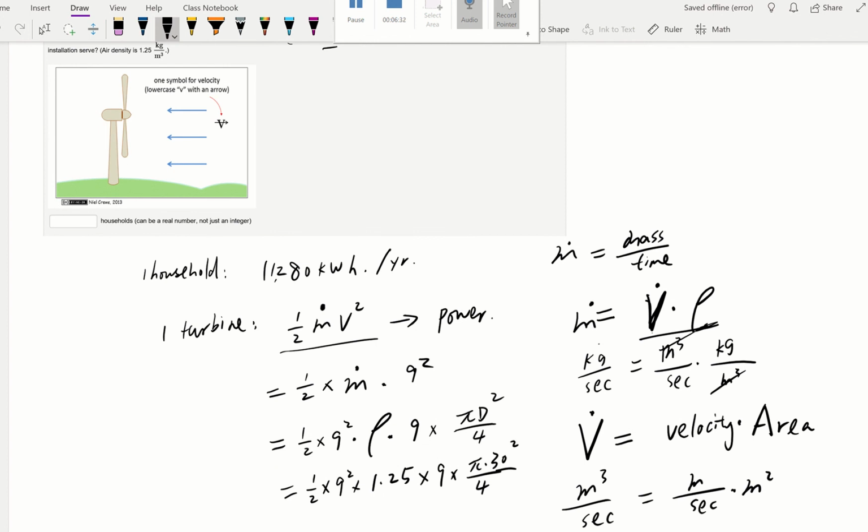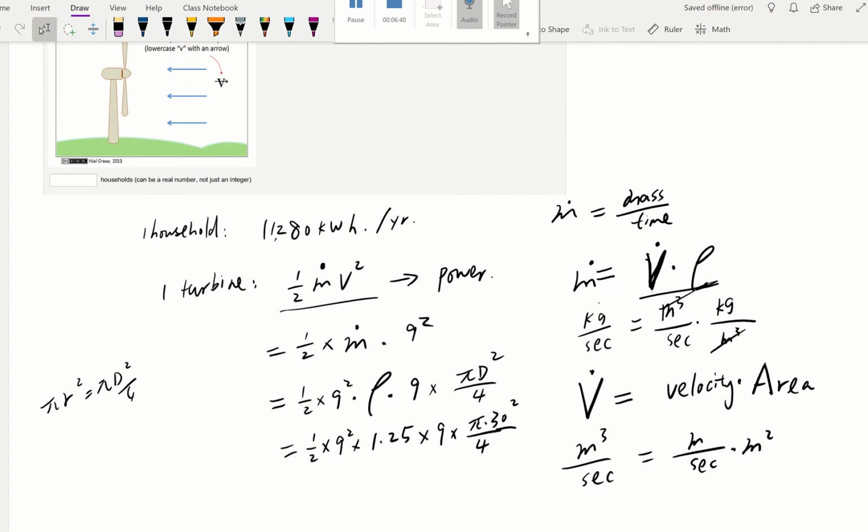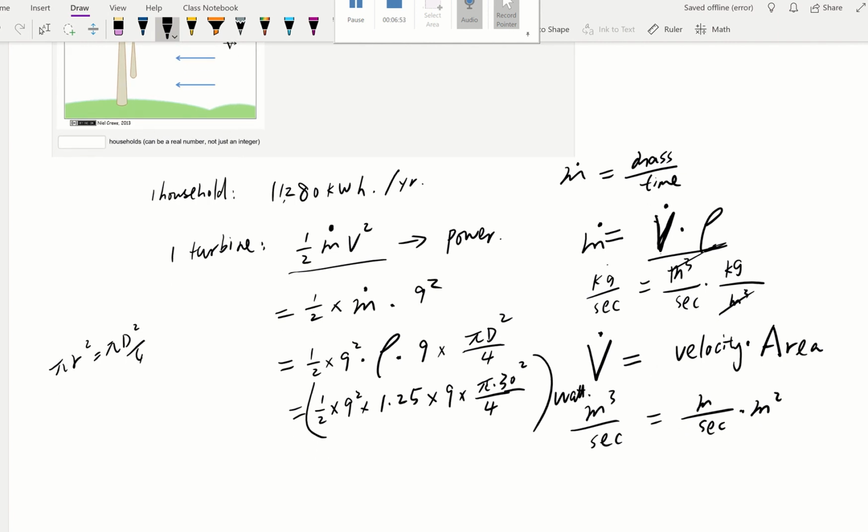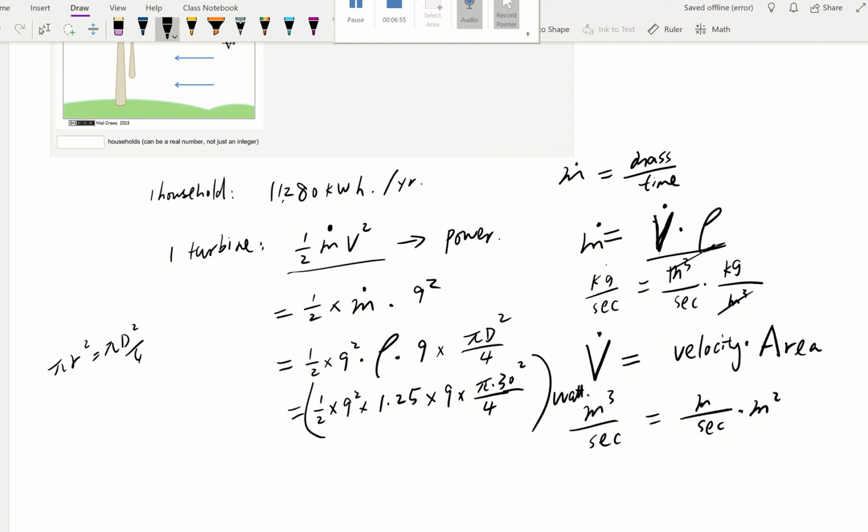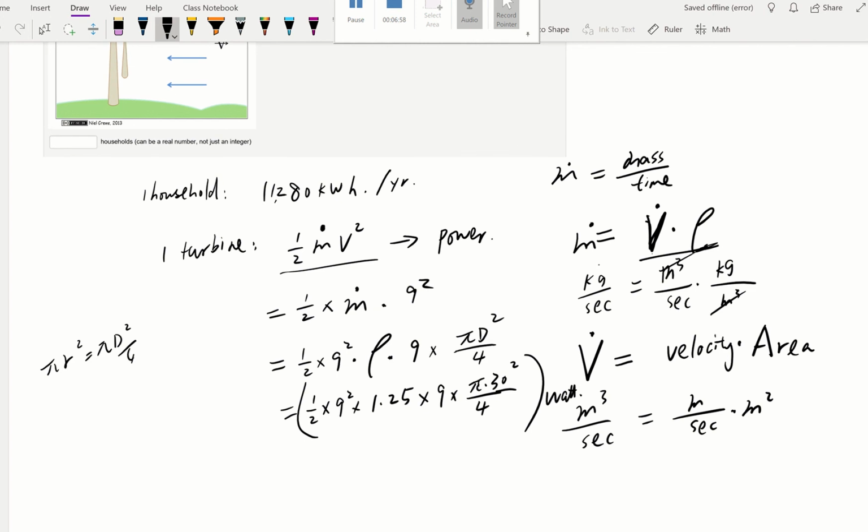Or you can use pi r squared, right? Pi r squared is the same as pi d squared over 4. So then you can go ahead and get this power, and be aware this is going to give you the unit of watt. And why do we know it's watt? Because every single unit you're using is the base unit, so you're going to get watt. But we are going to see this is per second. Watt is basically joule per second.